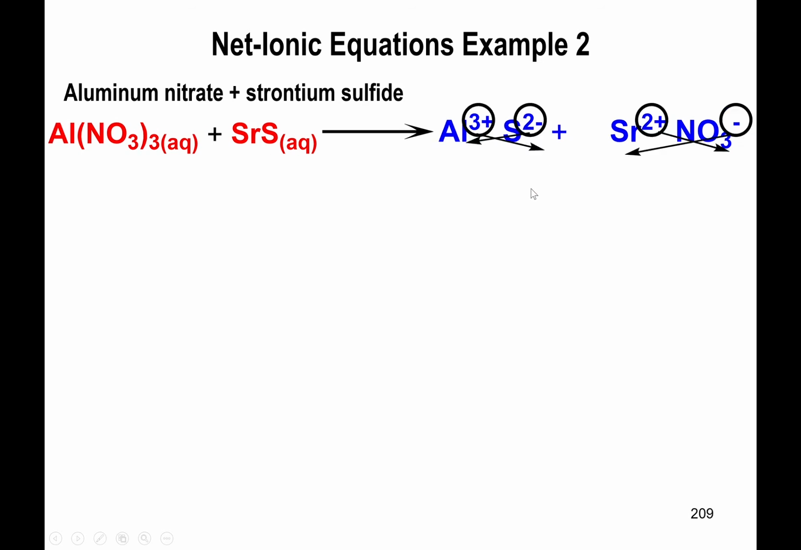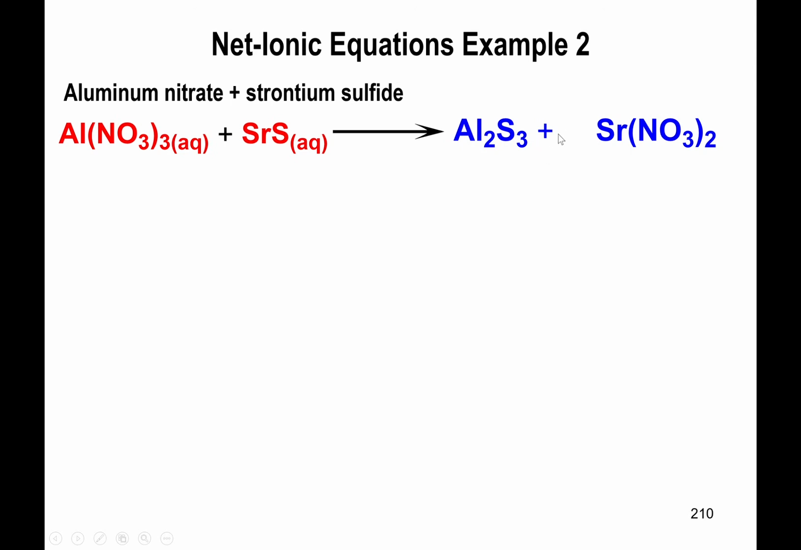And now we use the charges to come up with the proportions. 3 plus goes in front of sulfur, 2 minus goes in front of aluminum. 2 plus goes in front of nitrate, 1 minus goes in front of strontium. So what you should get is the following. And since you need to put a subscript in front of nitrate, don't forget to also use parentheses. Alright, now in terms of the solubility rules, anything with nitrate is going to be AQ. So this substance has to be AQ.